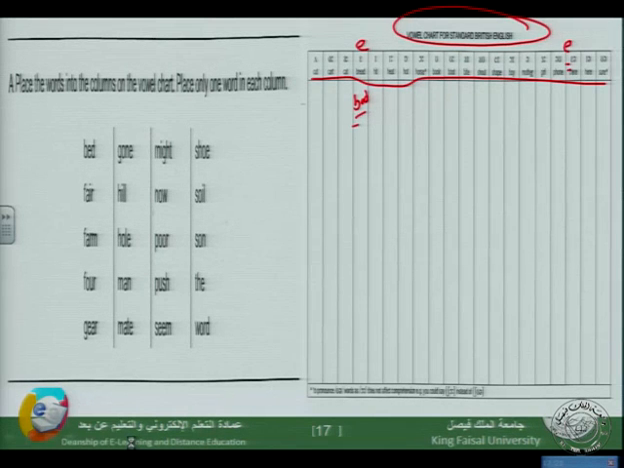Gun, might, shoot, fair, hill, now, soil, farm, hole, poor, son, for, man, push, the, gear, mate, seam, and word. So try to pay attention to the vowels and try to categorize these words according to their vowels. Also, you can use the IPA chart if you would like to summarize the characteristics of each vowel sound.